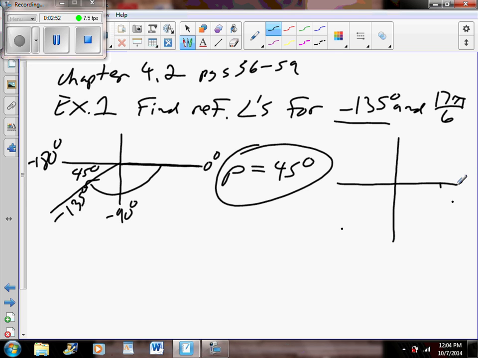Now, radian measure, 17 pi over 6. Where is 17 pi over 6 going to be? Well, first of all, let's think 0 radians. We're going in the positive direction. We need to find where the angle is. All right, so we're trying to find the reference angle for 17 pi over 6.